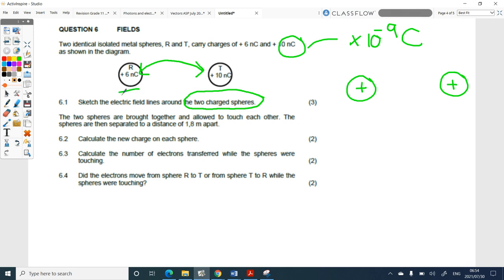One is a smaller charge, this one has a bigger charge. How am I going to show that in my diagram? Anyone? Won't you only draw like the fourth line? Won't it be bigger? Big, what do you mean by bigger? So like the length of them would be longer.